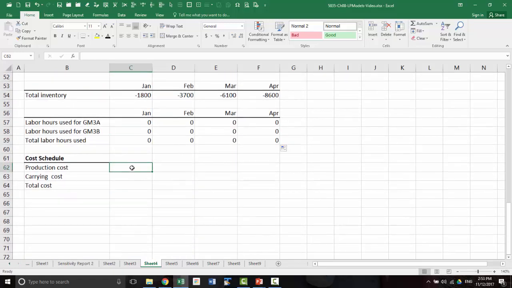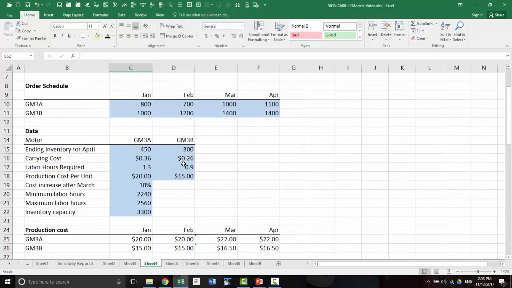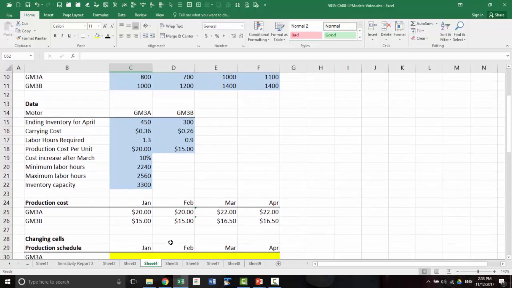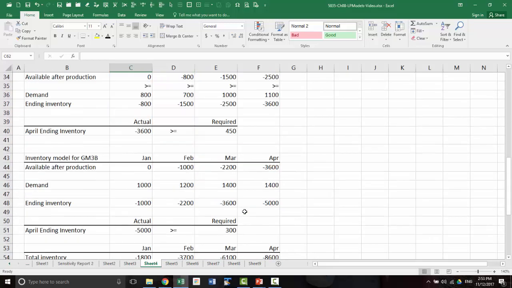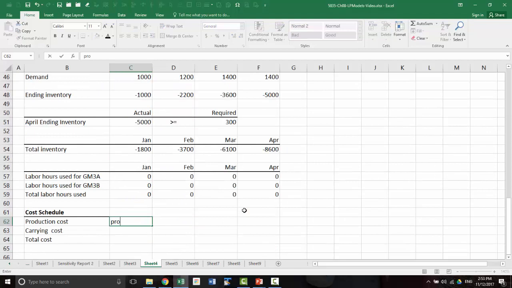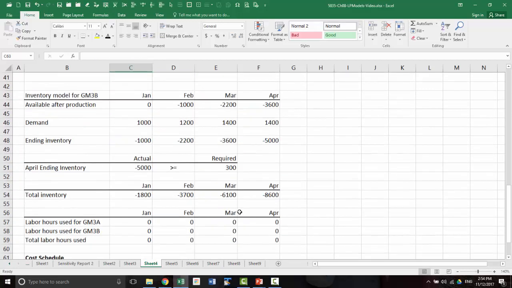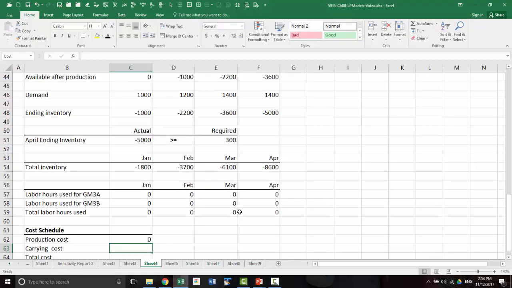Okay, so now we are ready to compute cost. So production cost is that. We have set up the cost per unit, and this is the production, so we can do a SUMPRODUCT: cost per unit, number of units produced. So that will give you production cost.